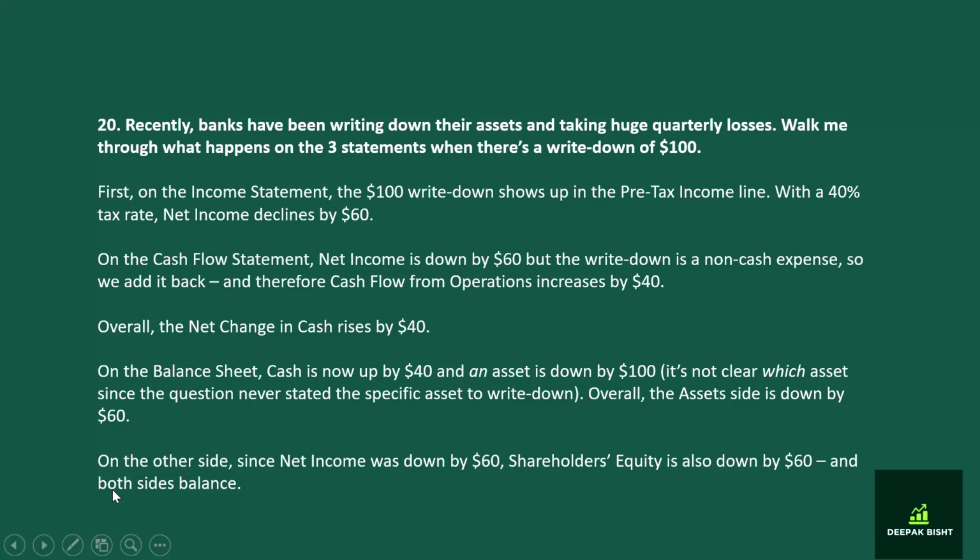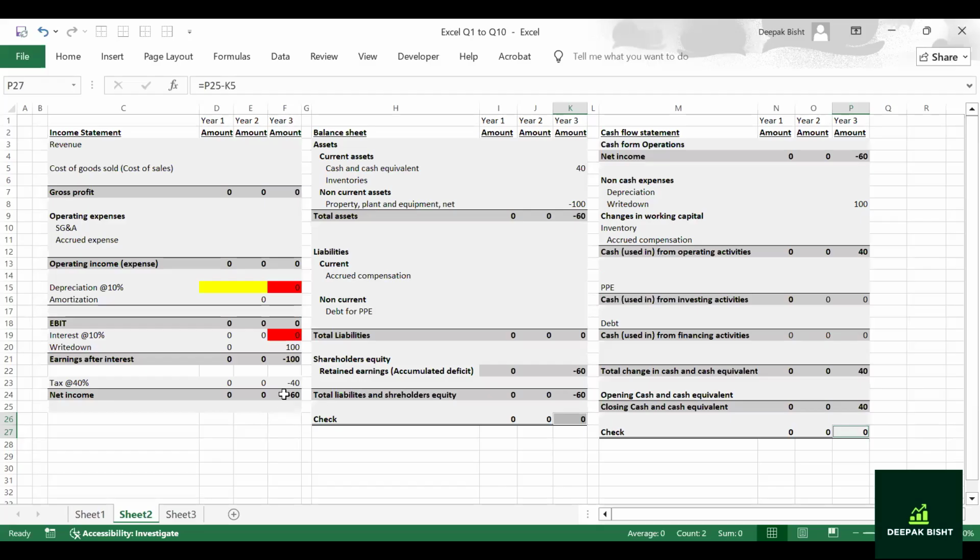On the other side, since net income is down by $60, shareholders' equity is also down by $60, and both sides balance. So here also, net income is down by $60, and retained earnings, because it is plugged in retained earnings, is also down by $60. So this balances our balance sheet.